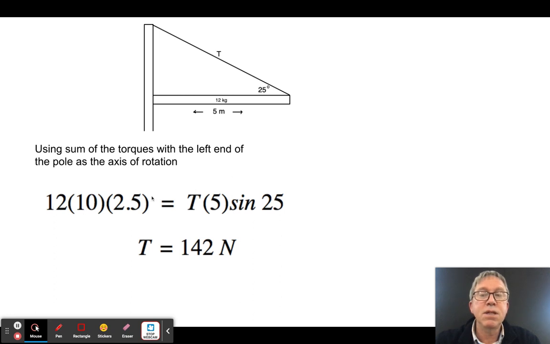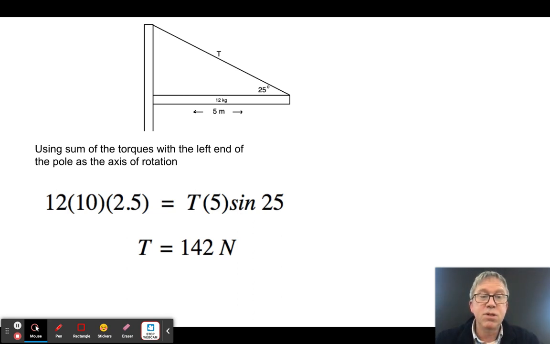So 12 times 10 times 2.5, that's this torque. Now this torque here is going to be T, whatever that is, times 5 meters away, times, as we said, the sine of this angle here, so times the sine of 25. So when I solve it for T, I get 142 newtons.